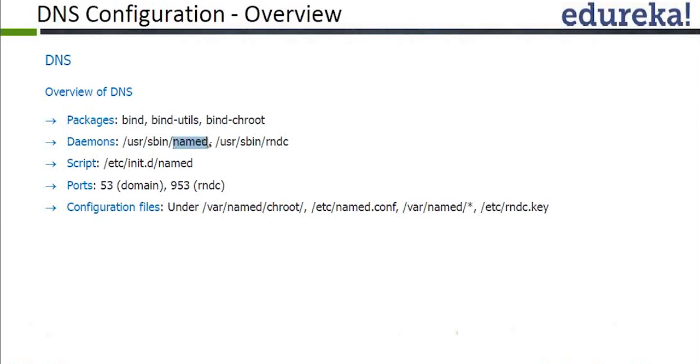And we have our daemon, called the named daemon. Along with this, we also have another service called RNDC, which mainly helps us protect your named service. We'll see that later. And then we have our ports. The default port on which your DNS server runs is 53.